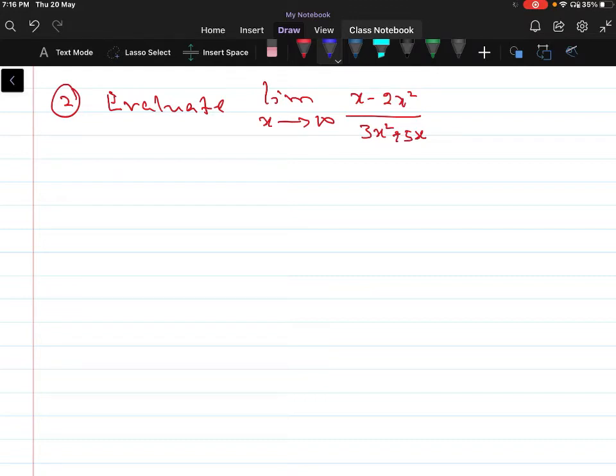Evaluate limit as x approaches infinity of the function x minus 2x square by 3x square plus 5x. When x is equal to infinity, infinity minus 2 times infinity, that is infinity by infinity form. So now we can apply the L'Hospital rule.